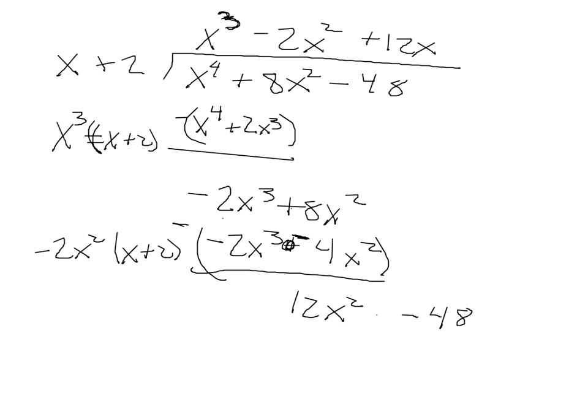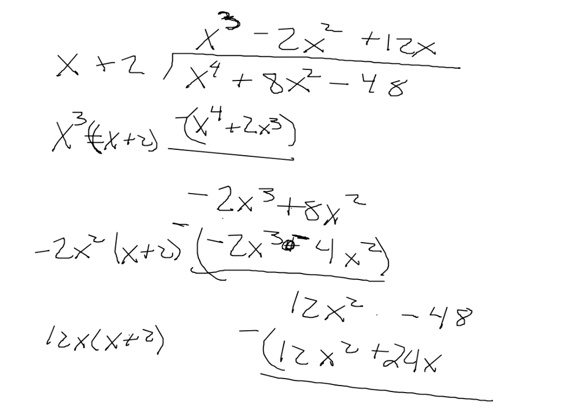Okay, I'm going to bring down the 48. That's going to go in 12x times. So I get 12x squared plus 24x. I have to pay attention again because there's no x term. So the x squareds cancel, and I get 0x minus 24x. And we can see here I'm going to get minus 24. And that gives me a remainder 0. Okay, so I've done it one time.